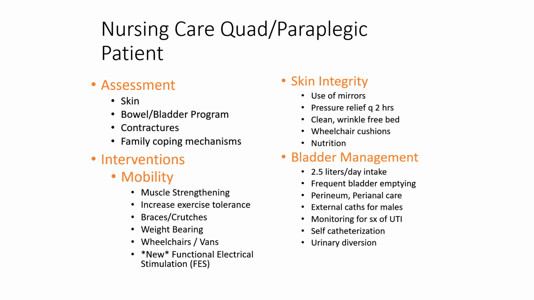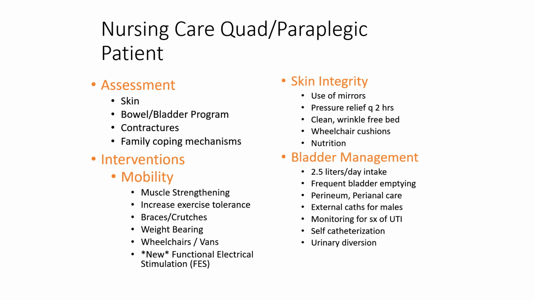Okay, we're going to talk about nursing care, a little bit more about assessment. Some of these things I've already covered. We want to be sure and assess their skin, make sure they have a good bowel and bladder program, and that we are positioning them appropriately so that they don't get contractures that could impede their rehabilitation. And we want to see what kind of family coping mechanisms the patient has and assess that from the beginning. With interventions, we want to do muscle strengthening.